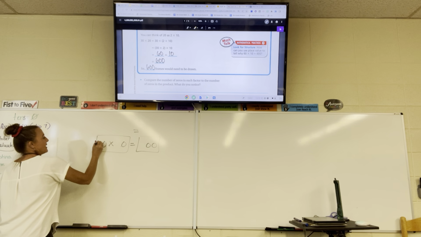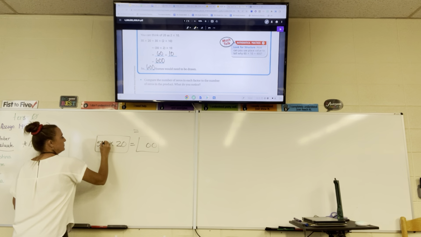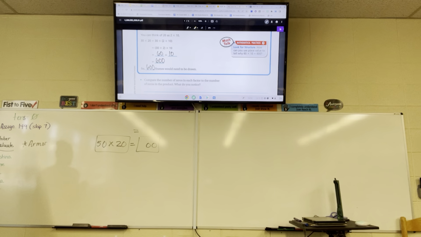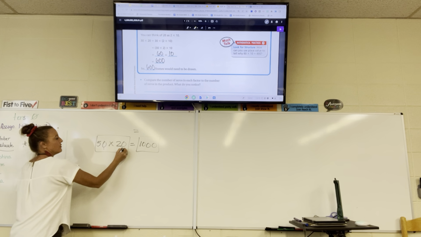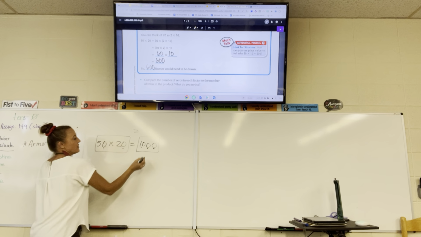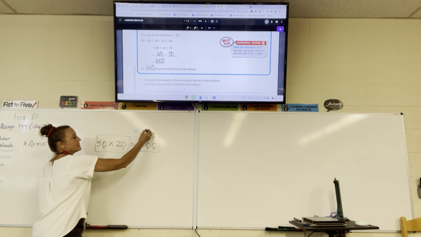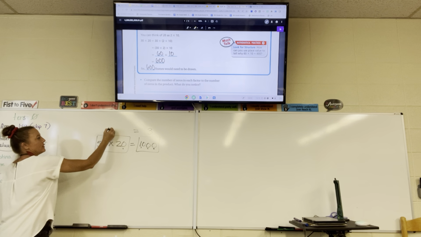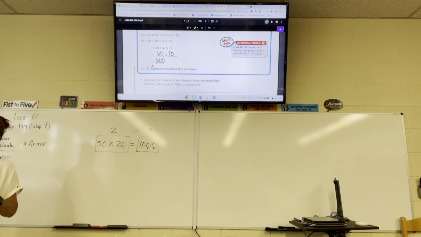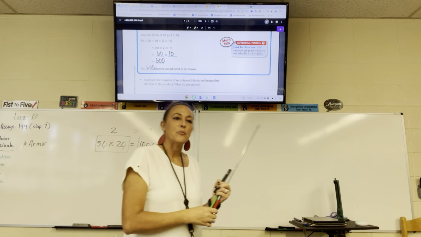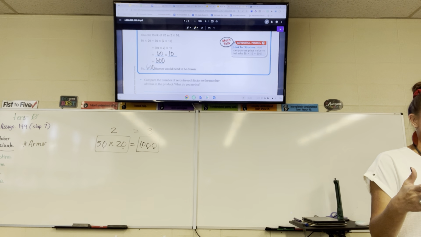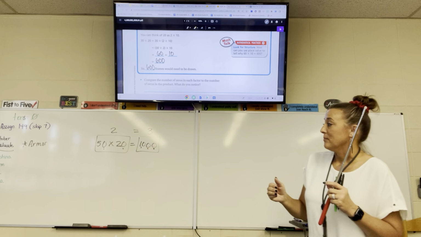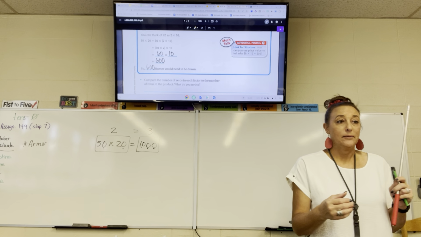Let's make this a 5 and a 2. What does 5 times 2 equal? 10. And then how many zeros do we still need to bring over? 2. So how many zeros do we have in our product? 3. How many in the problem? 2. So that is the only time when they won't match up is whenever the answer to your basic fact has a zero in it.